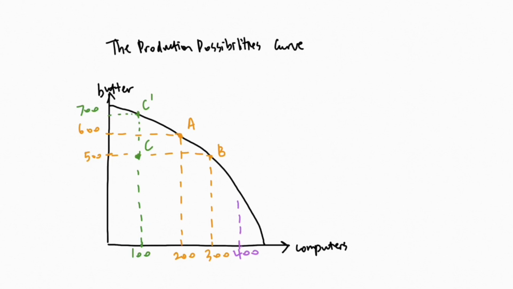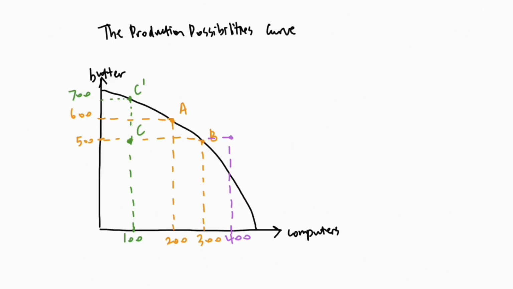Let's look at one last combination. Suppose the economy wants to produce 500 butter and 400 computers. However, we know that at 500 units of butter, the remaining resources can only produce 300 computers. 400 computers is not attainable because, due to scarcity, factors of production are not enough to produce this many computers. Point D is outside the production possibilities curve, making it unattainable. So now we know that the best way to utilize scarce resources is to produce on top of the production possibilities curve. Let's look at what happens when we make choices to determine what combination on the production possibilities curve that we want to produce at.